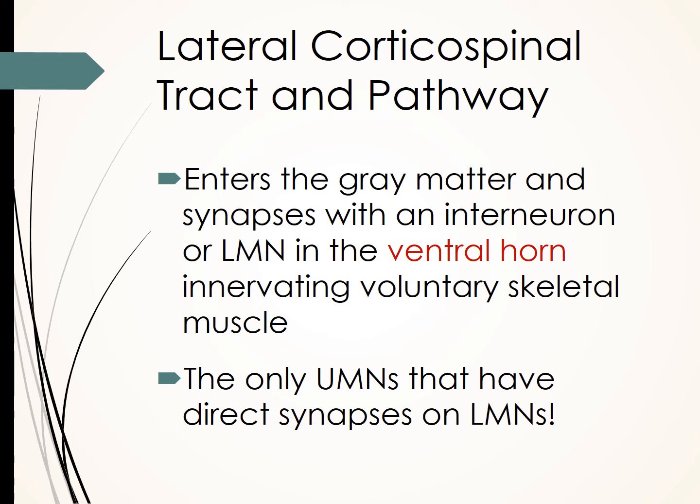Once at the appropriate spinal cord segment, the axon will leave the lateral corticospinal tract and enter the gray matter, where it will synapse with either an interneuron or a lower motor neuron in the ventral horn of the spinal cord. The lower motor neuron will then go on to innervate voluntary skeletal muscle. Lateral corticospinal tract neurons are the only upper motor neurons that have direct synapses on lower motor neurons. All of the other tracts that we have discussed work through interneurons.